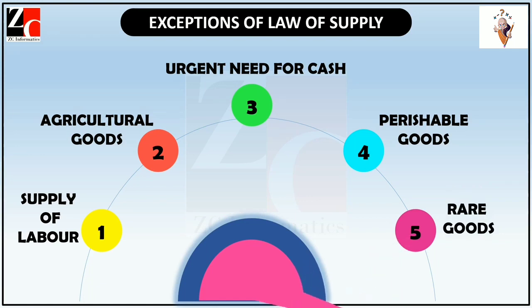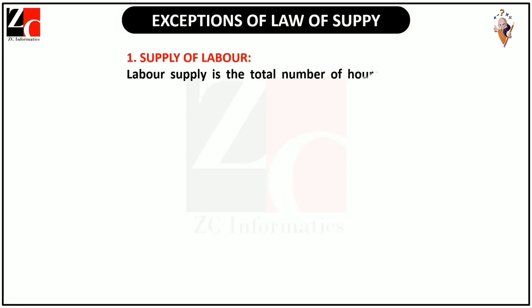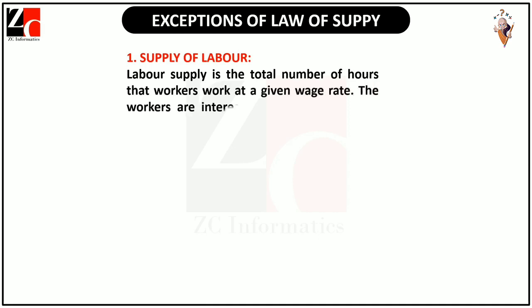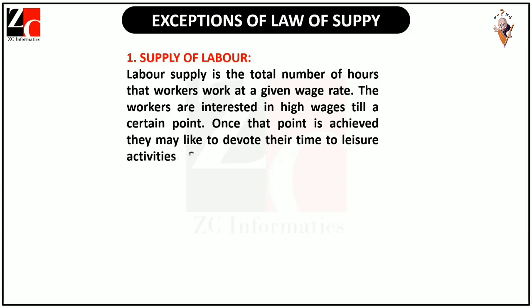Exceptions of law of supply. Point number 1. Supply of labor. Labor supply is the total number of hours that workers work at a given wage rate. The workers are interested in a high wage rate till a certain point. Once that point is achieved, they may like to devote their time to leisure activities.